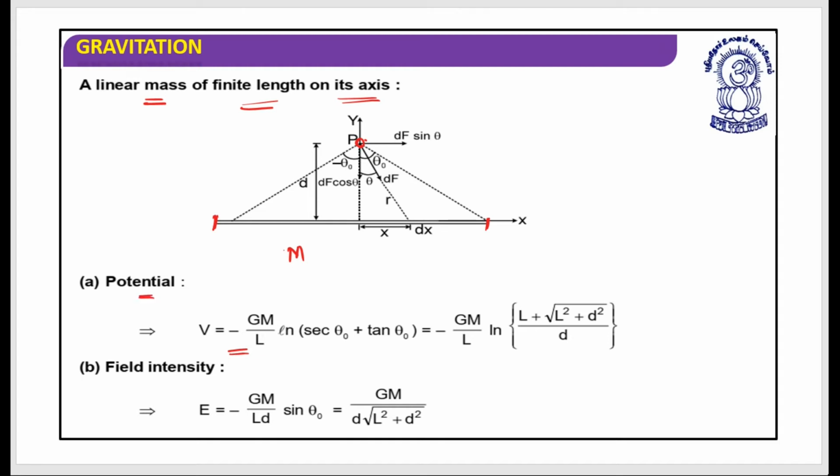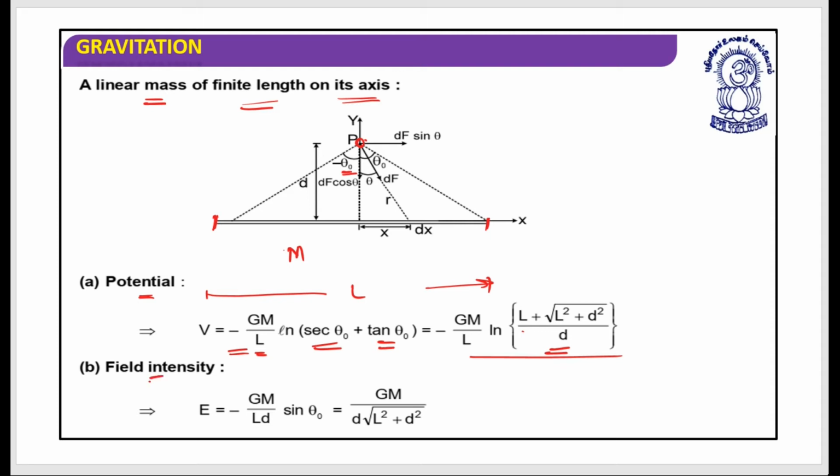So the potential would be given as minus GM divided by L, where L is the length of this finite length mass, into the bracket sec theta naught plus tan theta naught. Or if I replace sec theta and tan theta from this graph, it is minus GM by L ln of (L plus under root of L square plus D square) divided by D. This is the gravitational potential at point P due to a linear mass of finite length.